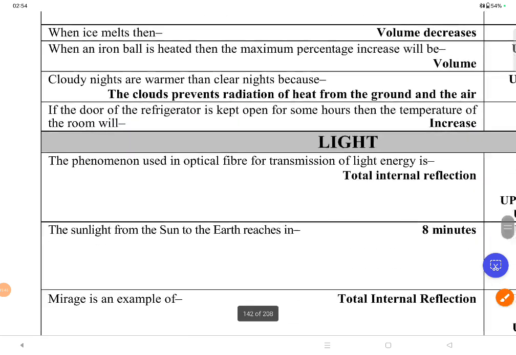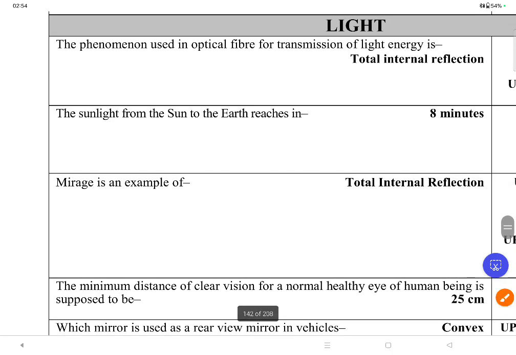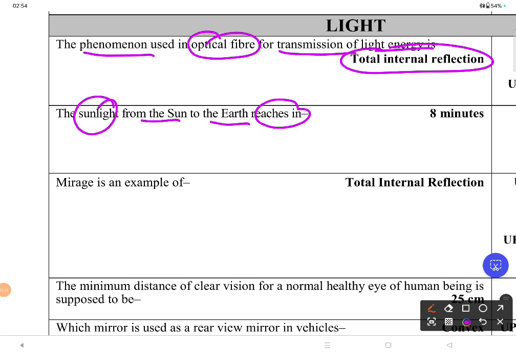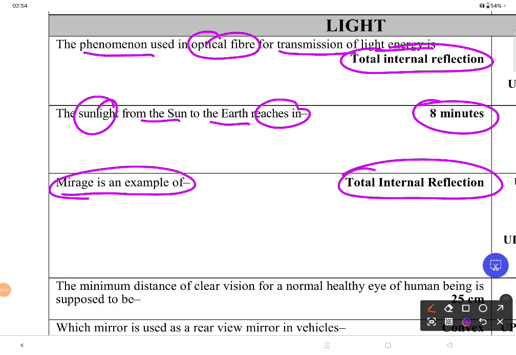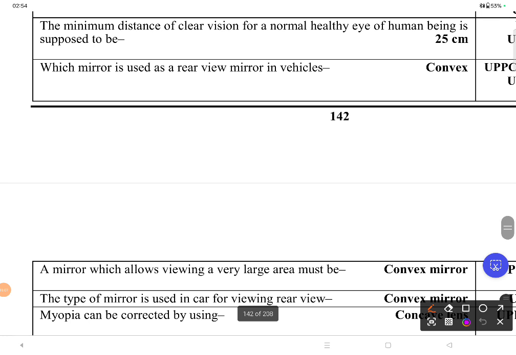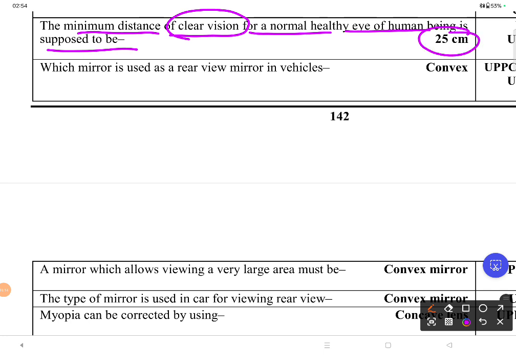Move on to the next chapter, that is light. The phenomenon used in optical fiber for transmission of light energy is total internal reflection. The sunlight from the sun reaches the earth in 8 minutes. Mirage is an example of total internal reflection. The minimum distance of clear vision for a normal healthy human eye is supposed to be 25 cm.